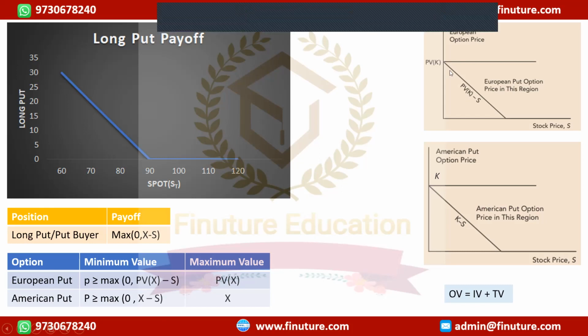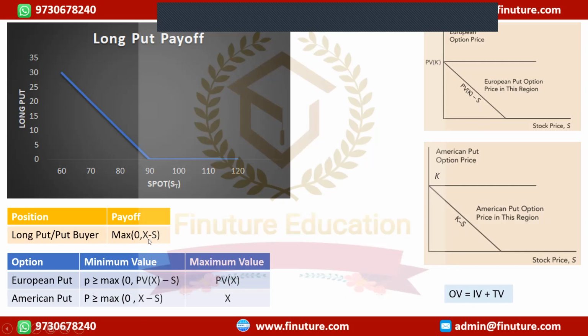So just remember this graph. This is for a European put option, wherein the maximum value can be the present value of the strike, and the minimum value can be the present value of strike less spot price. Likewise, the maximum value for an American put is the strike, which is K or X, either way, and the minimum value can be strike less spot.